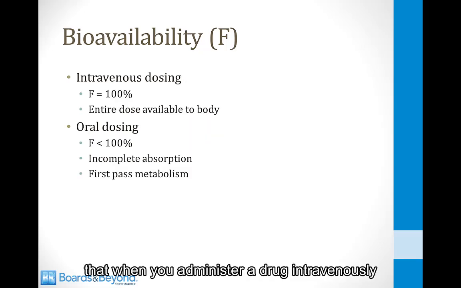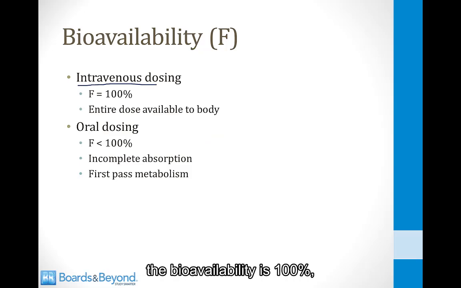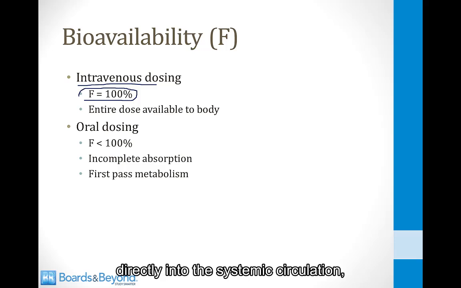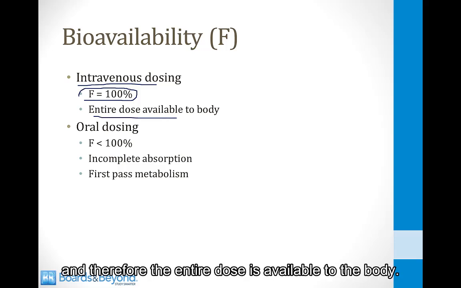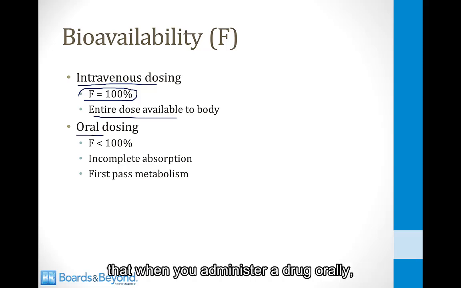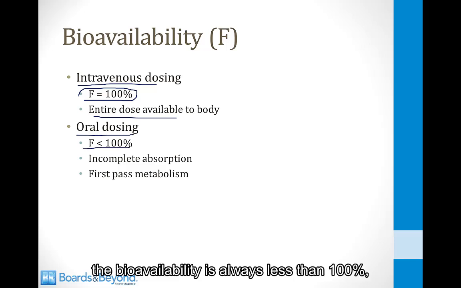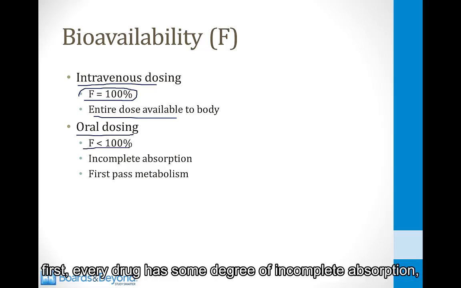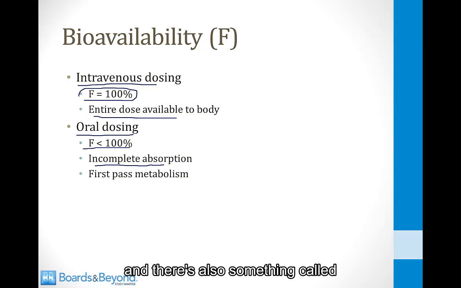So it's high yield to know that when you administer a drug intravenously, the bioavailability is 100%. You're injecting the drug directly into the systemic circulation, and therefore the entire dose is available to the body. It's also high yield to know that when you administer a drug orally, the bioavailability is always less than 100%, and that's for two reasons. First, every drug has some degree of incomplete absorption, and there's also something called first-pass metabolism by the liver.